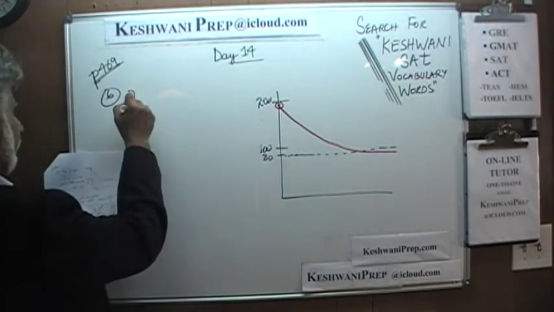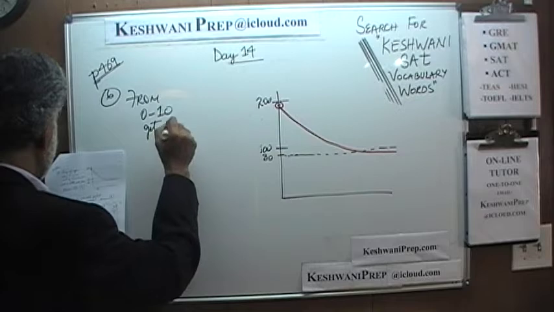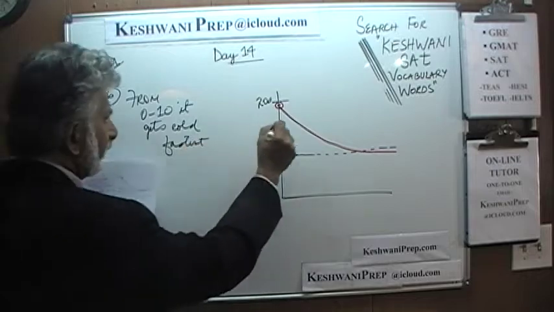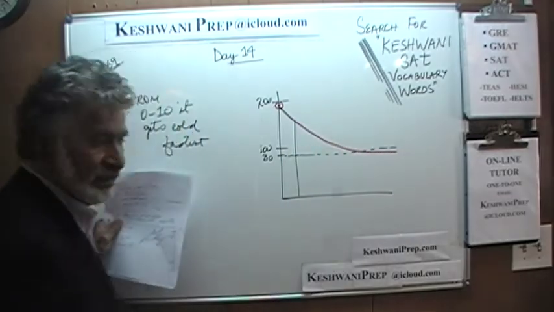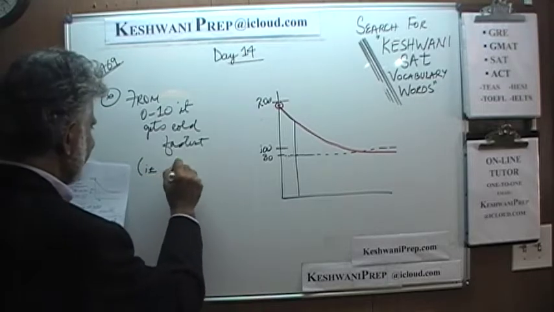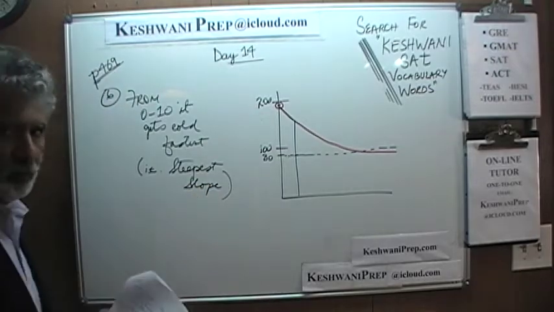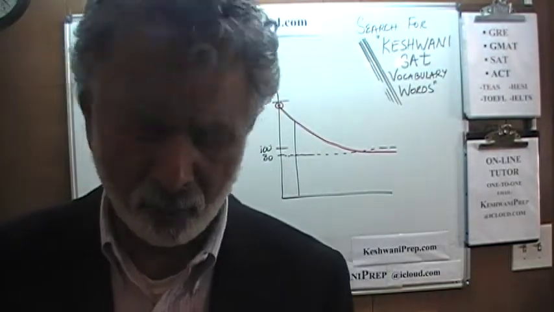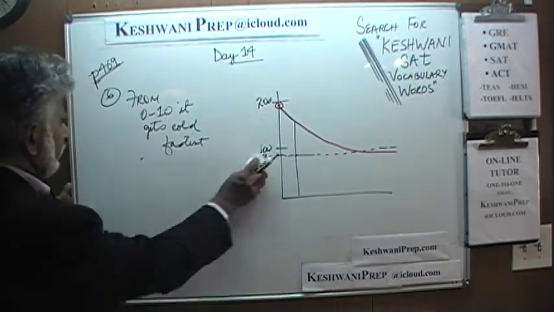And the answer is simply, from 0 to 10, it gets cold fastest. As you can clearly see, this is where it falls the fastest, and then the slope becomes less and less steep. In other words, it has the steepest slope during the first 10 minutes, which was a ridiculous question, of course. Obviously, the coffee is going to get cold fastest when it just comes out of the microwave. It was a silly question.